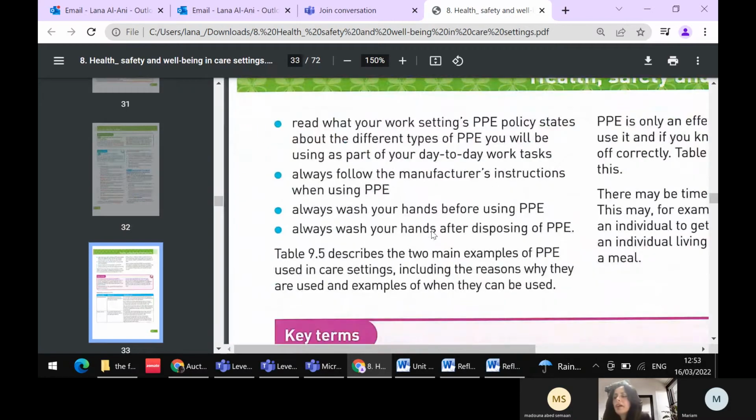Also, I need to wear the PPEs following the policies, whenever I use it, day to day, every day. Why? Because I'm following the policy and procedure in the workplace. Also, I follow the manufacturer instructions. If there is any specific instruction for these PPEs, I follow it correctly. I also wash my hands before using them, after using them, and dispose of them properly.